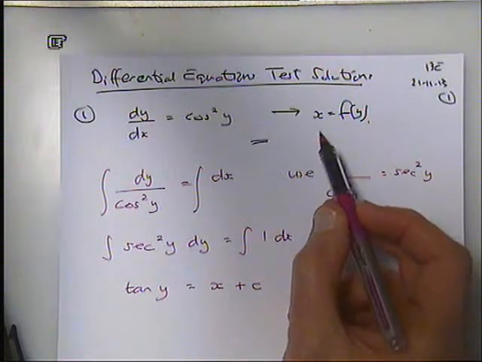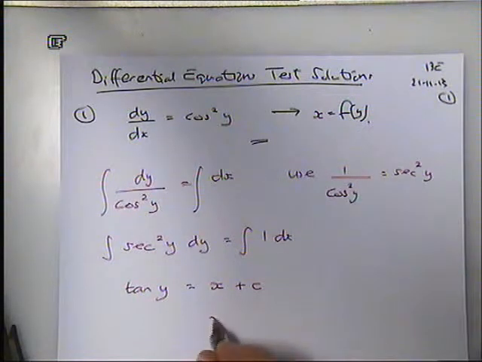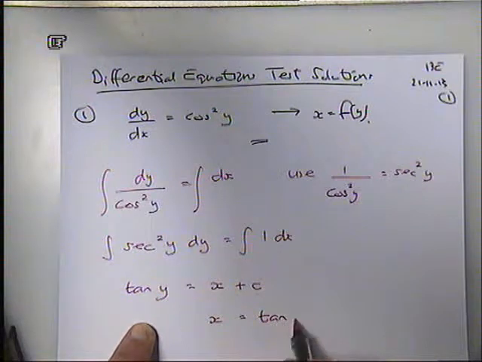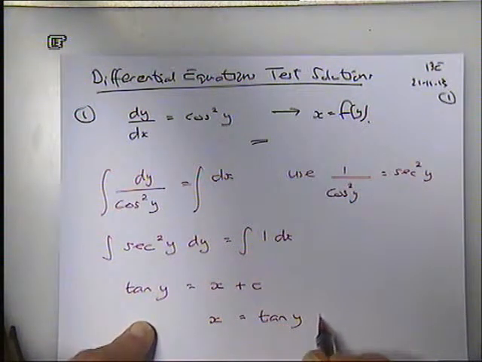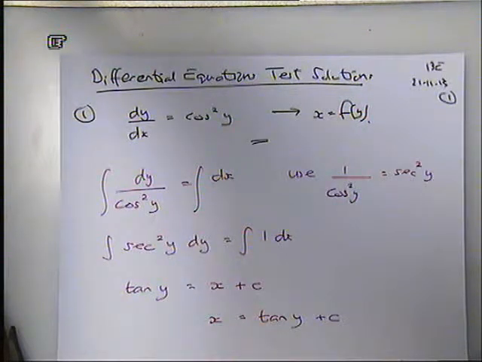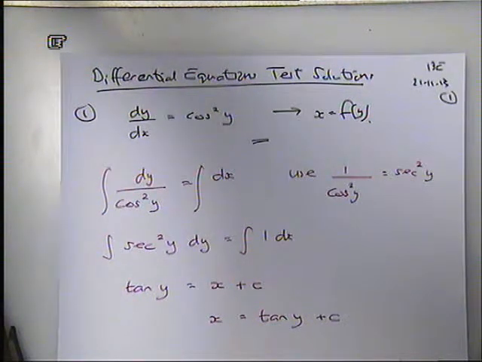I said I wanted it as x equals a function of y, so keep the x where it is, and all you need to do then is just move that c to the other side. It doesn't matter whether it's a plus c or a minus c, it's just some number. And there is your answer. X equals a function of y.